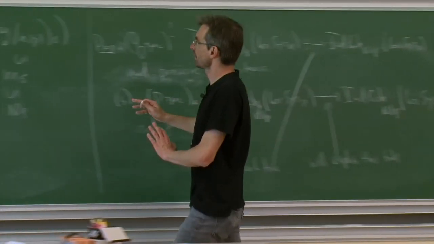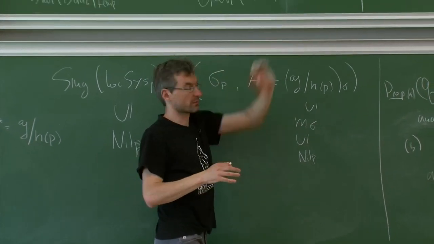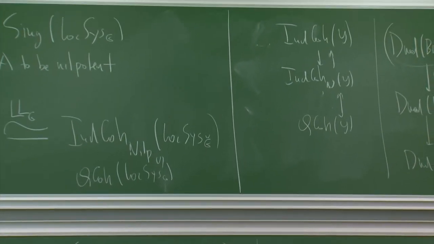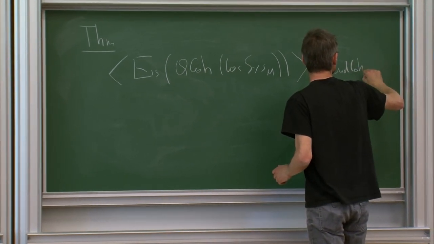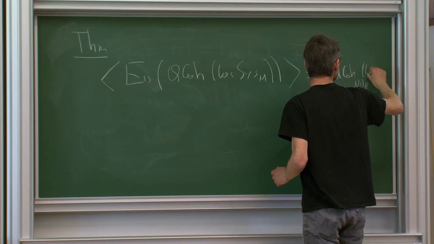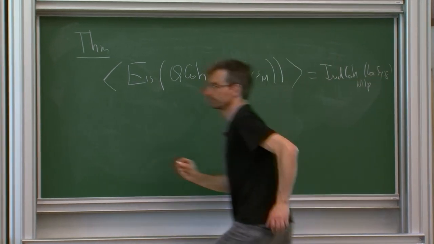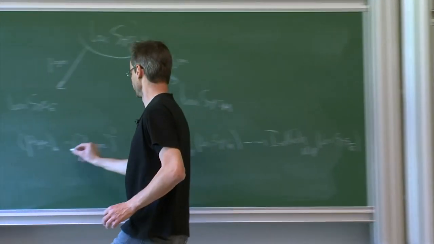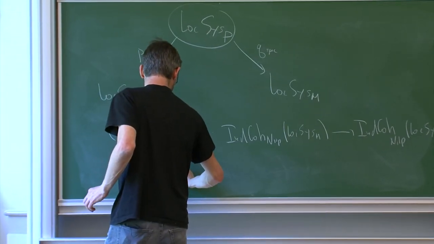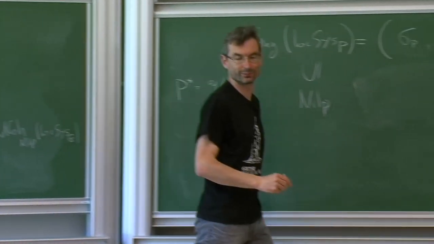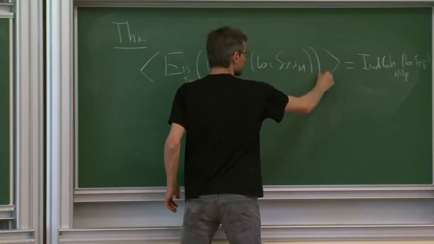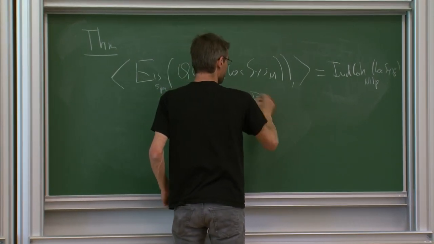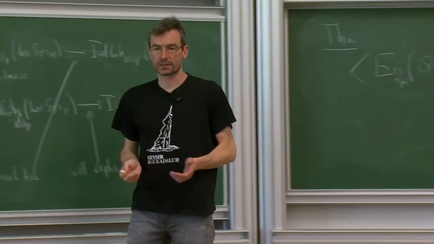You will land into IndCoh_Nilp of LocSys. Do it for all parabolics and then see what it generates inside IndCoh. The claim is that it actually generates IndCoh_Nilp. All parabolics, including G, obviously. So in a sense, it's a minimal fix.